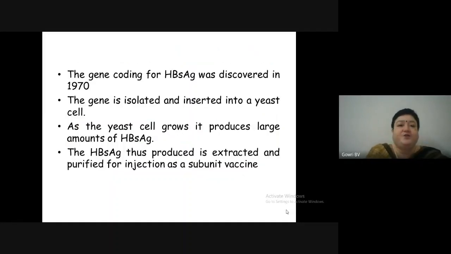So this is the description. The gene coding for hepatitis B surface antigen was discovered in the year 1970. The gene is isolated and inserted into a yeast cell. As the yeast cell grows, it produces large amounts of hepatitis B surface antigen. The HBsAg thus produced is extracted and purified for injection as a subunit vaccine.